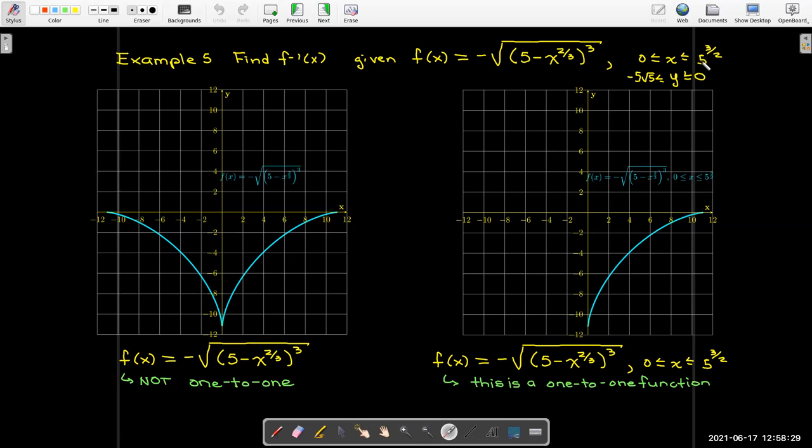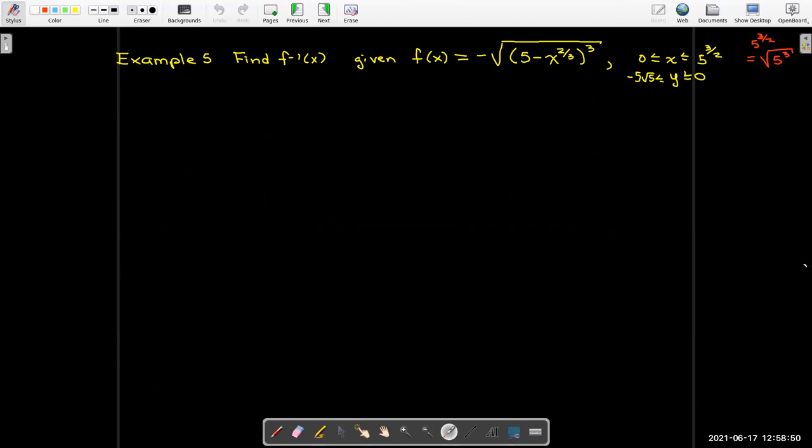So I need to restrict this domain in order to get a one-to-one function. So again, look at what is the difference? It's the same formula, but now I added a restriction on the domain. And that means I only have one branch, making it a one-to-one function. So again, here's a reminder that 5 to the 3/2 power means radical 5 cubed. And that's the same as 5 radical 5. We'll be using a lot of expressions where we have numbers raised to the 3/2 power.